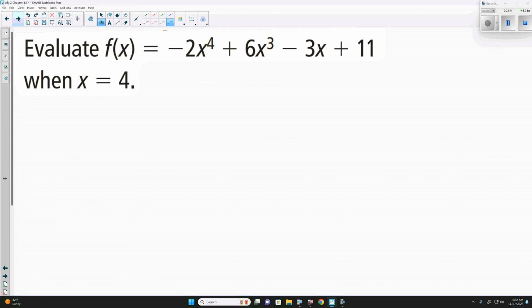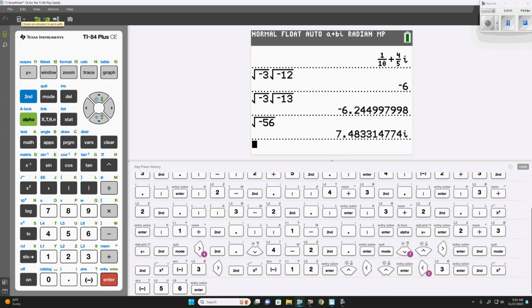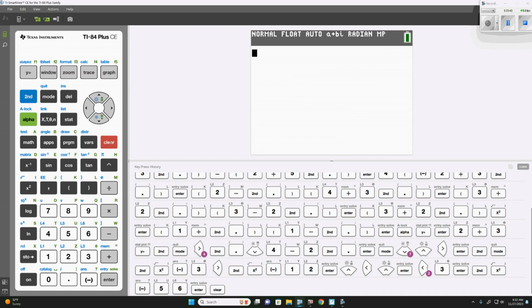Negative 2x to the 4th plus 6x cubed minus 3x plus 11. You can, yeah. It's just plugging in that value for x. So even if we did have negatives, x to the negative 1, it would still work. They were just applying those properties of negative exponents or radicals. Now, I can show you on both calculators. Clear.